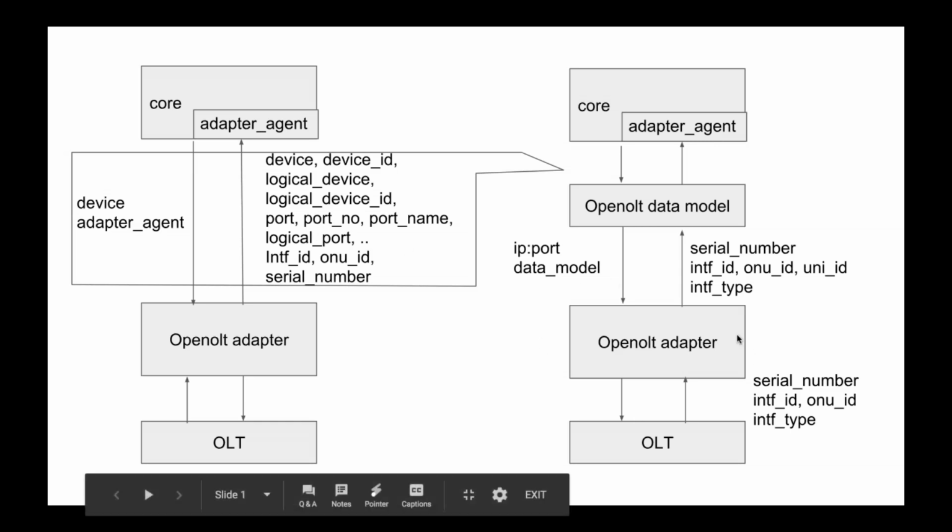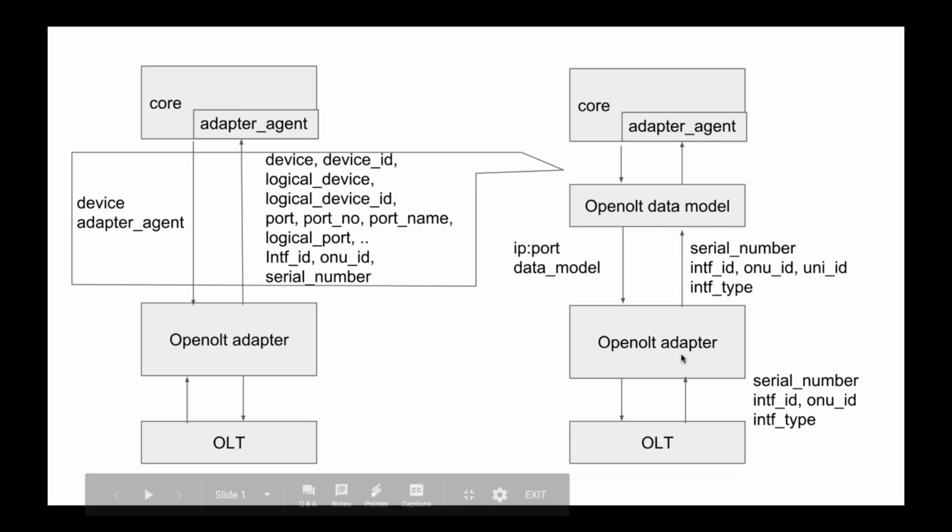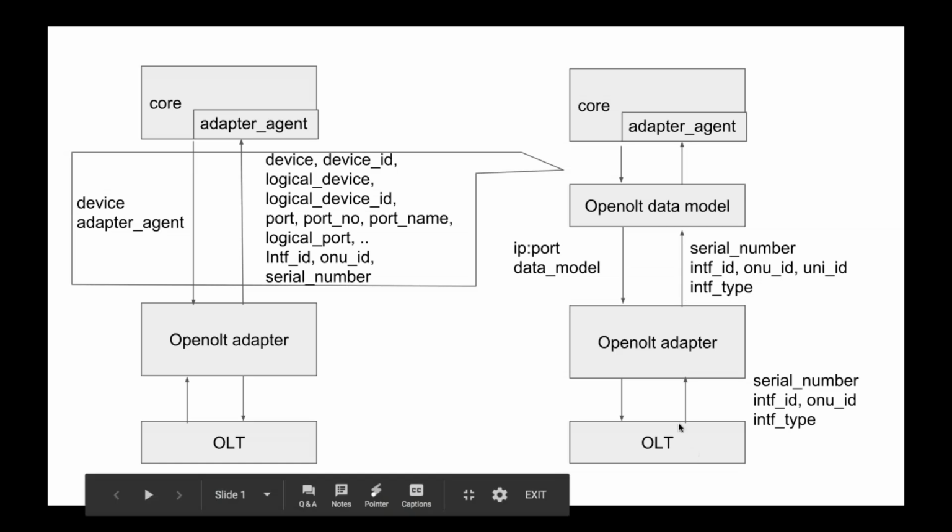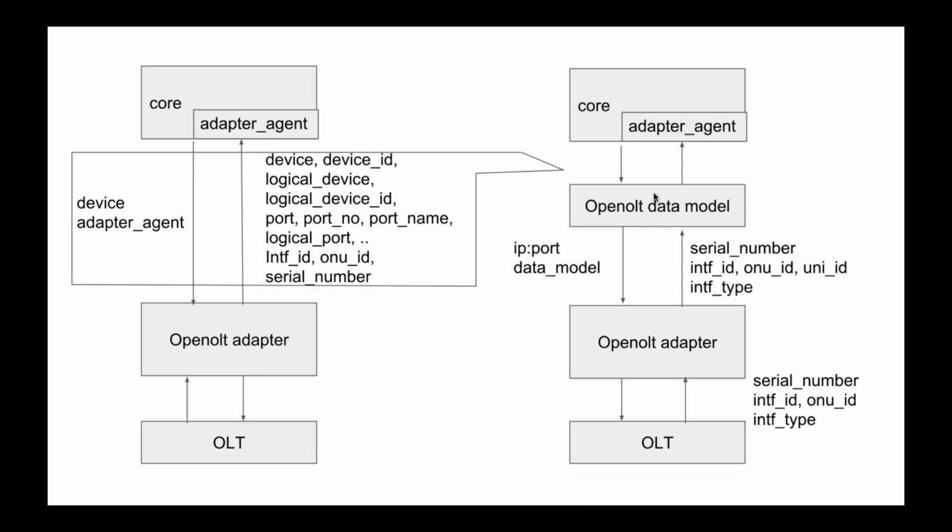So now the new core OpenOLT adapter, the kernel of it, is dealing with constructs that are more standard, or that represent physical objects. And all interactions with the adapter agent are encapsulated in this data model. So that's about it. That's the changes that I've made so far.